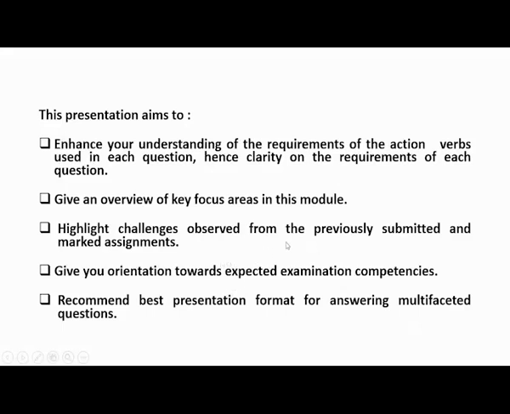We also highlight challenges observed from the previously submitted and marked assignments so that we don't fall into the same challenges in the oncoming examinations. And of course, to give you an orientation towards the expected examination competencies and recommend best presentation format for answering multifaceted questions. Multifaceted questions is when they ask you, for example, what problems are rendered by the use of textbooks, or what are the disadvantages, for example, of using textbooks. And on top of that, we may ask you for each disadvantage, how would you deal with, or what solution would you bring to overcome that disadvantage? So you have more than one answer to a specific question. That is what we mean by multifaceted questions.